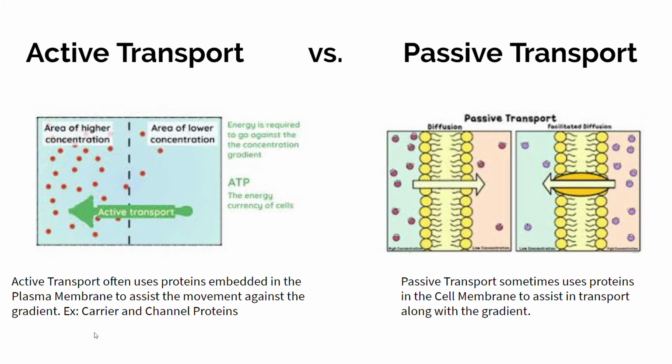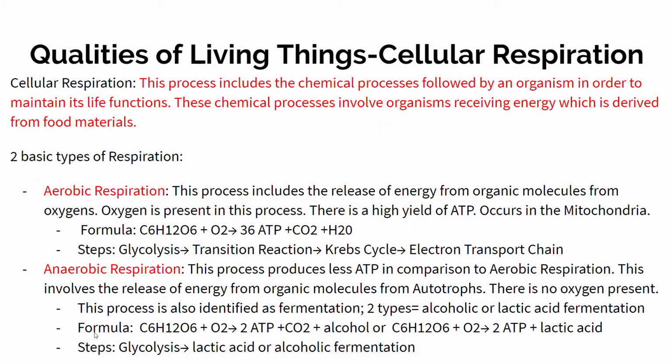As we can see to the left, active transport is from low to high, and sometimes active transport uses proteins embedded in the plasma membrane to assist the movement against the gradient. Example is carrier and channel proteins. Meanwhile, passive transport is diffusion or facilitated diffusion along with the gradient, so that means it goes from high to low, and sometimes passive transport also uses proteins to assist transport, however it's along with the gradient.